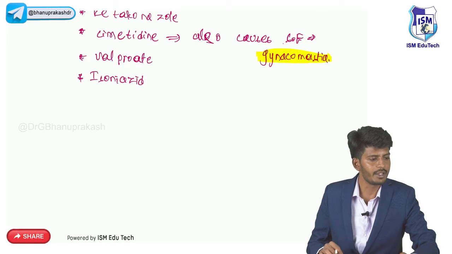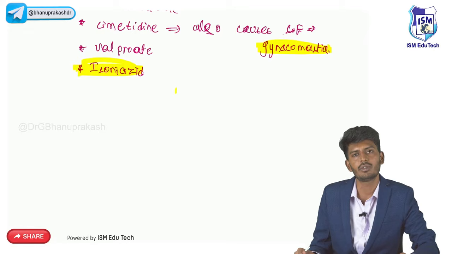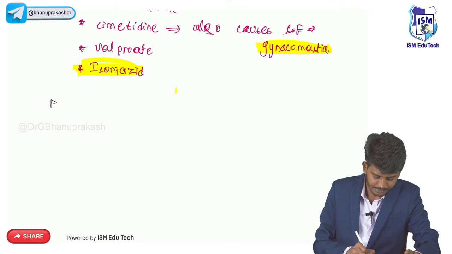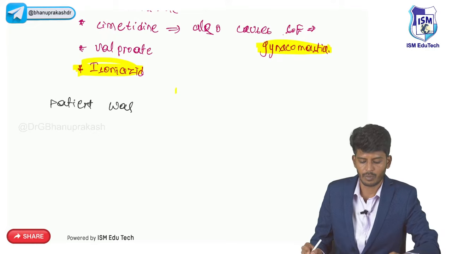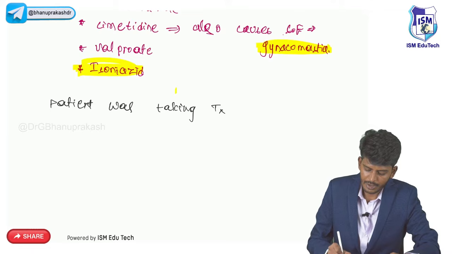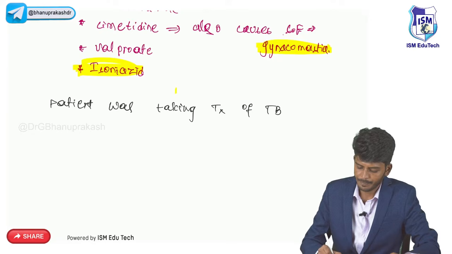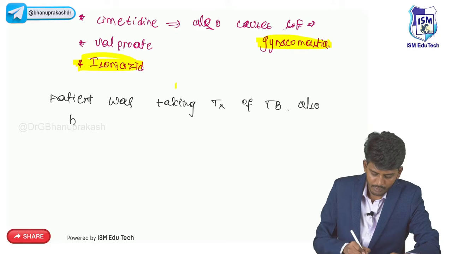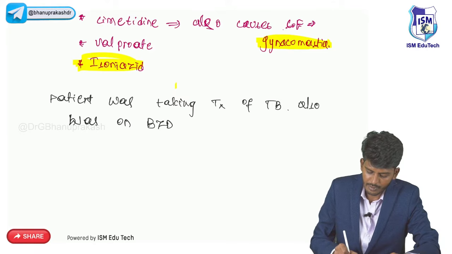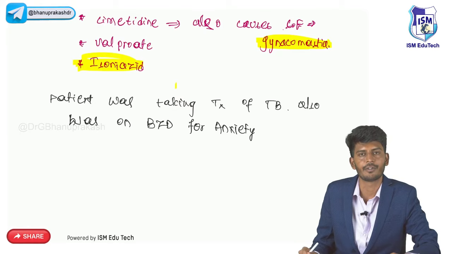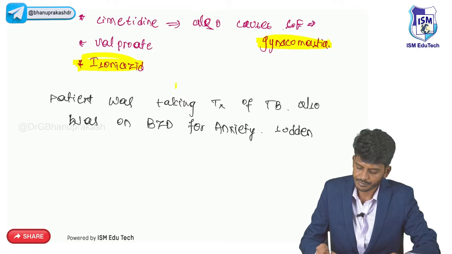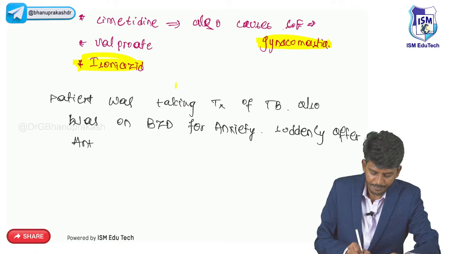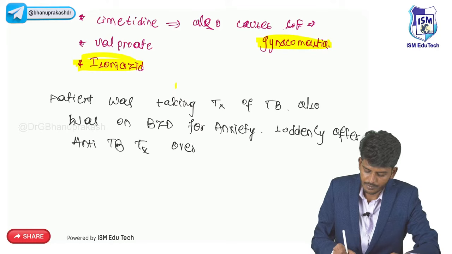Now, again, this question can also come up for you people. How exactly? In recent times, the question will not be direct. It may be that a patient was taking treatment for TB, also was on benzodiazepine for anxiety, and now suddenly, after anti-TB treatment, overdose of benzodiazepine occurs.